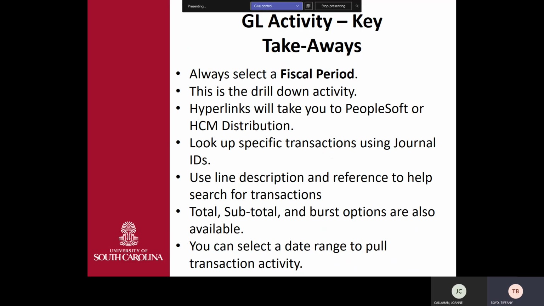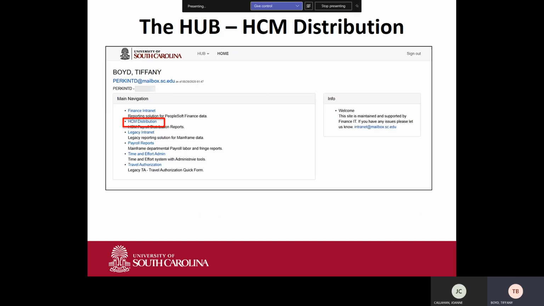You can use the line description and reference to help search for transactions. Like I said, if you're not exactly sure what it is you're looking for or what account it hits, you can use those additional search features to look for them. And then you can total, subtotal, and burst on this screen just like you can on the GL summary. And you can also use a date range to pull transaction activity, which is another nice feature here.